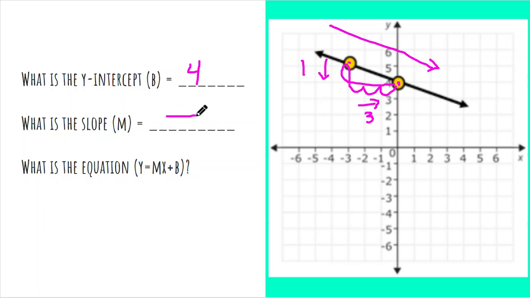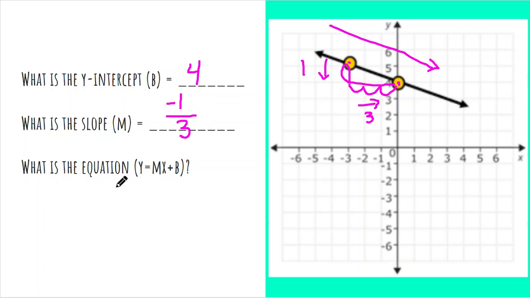So my slope is always written as a fraction. I had to go down 1. That's going to go on top. And since I went down, that means it's a negative 1. And I had to go over 3, so that goes in the bottom. Remember, rise over run. So my slope is negative 1 over 3.